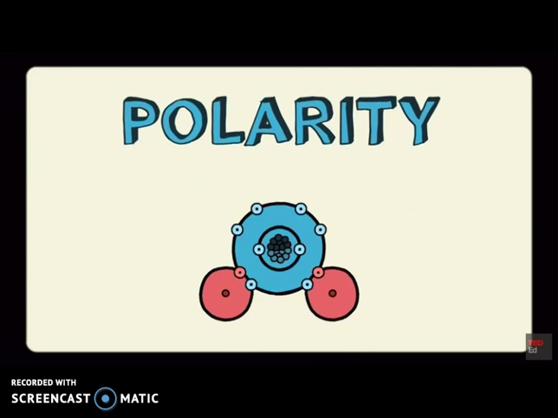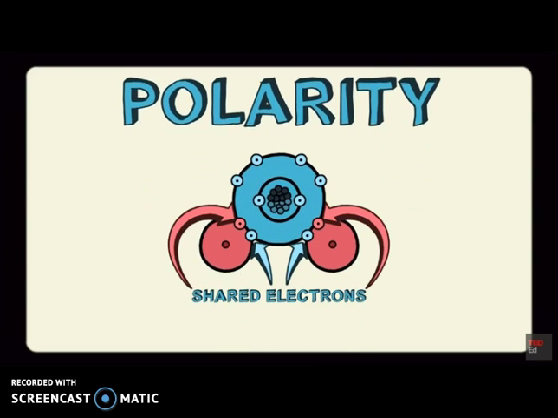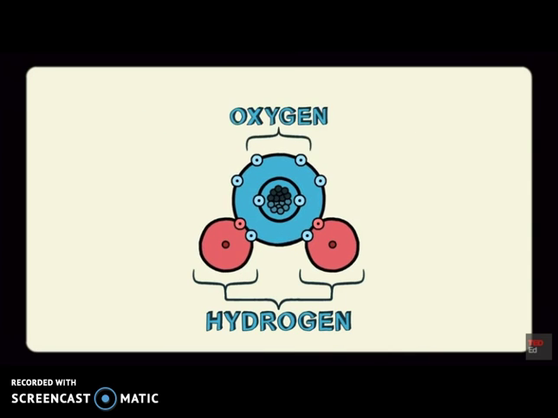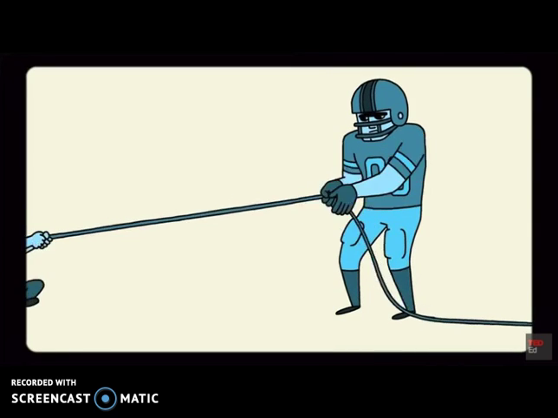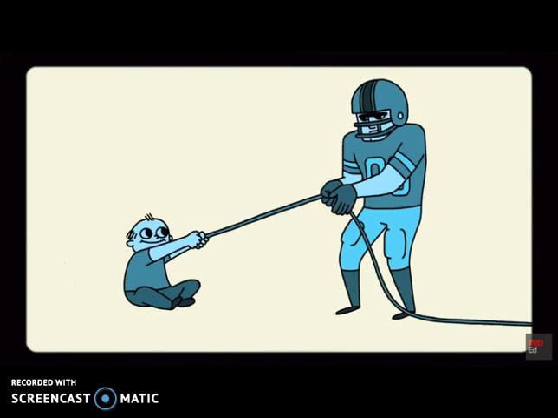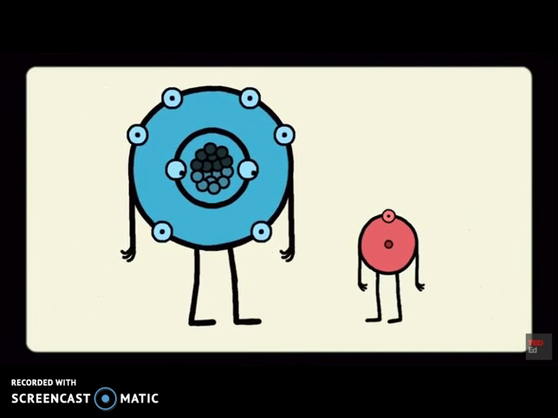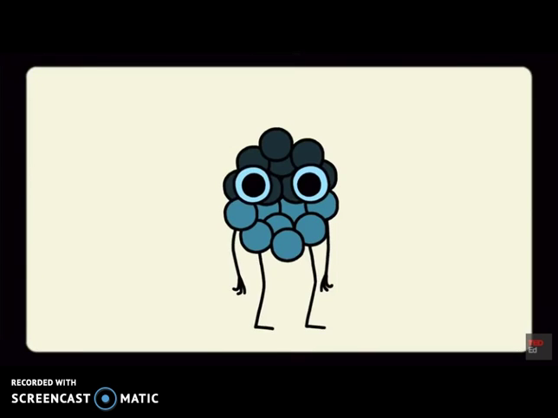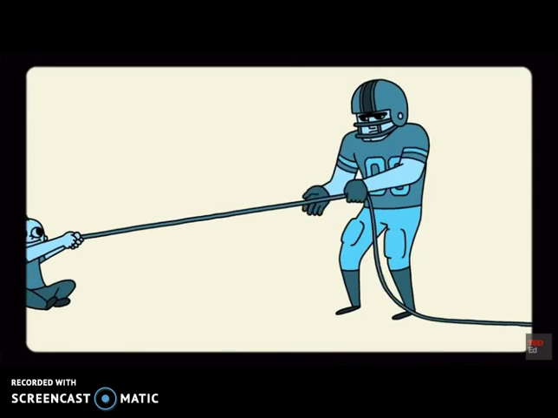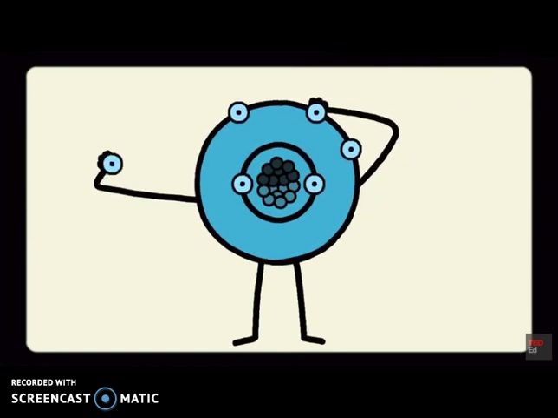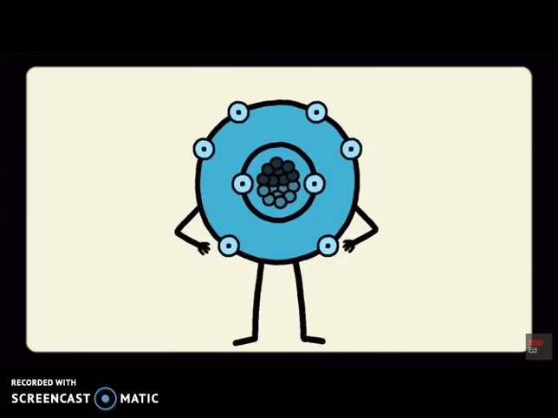Polarity refers to the unequal sharing of electrons within a molecule. For water, the bonding between the oxygen atom and two hydrogen atoms within a single water molecule is like a tug of war between a big, strong football player and a cute little toddler. Oxygen is a larger atom with more protons in its nucleus than hydrogen. These positive charges are like a person's physical strength. They are able to attract the negatively charged electrons in the bond, just like a strong individual is able to overpower a weaker individual in a tug of war. So, oxygen is able to attract more than its fair share of electrons.